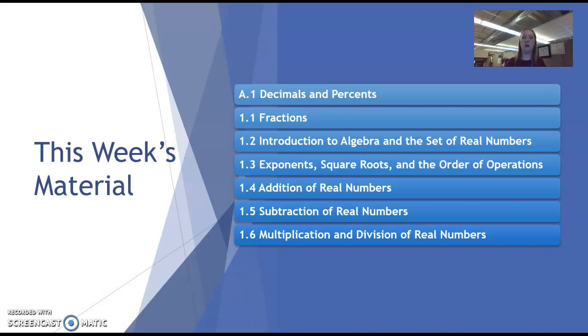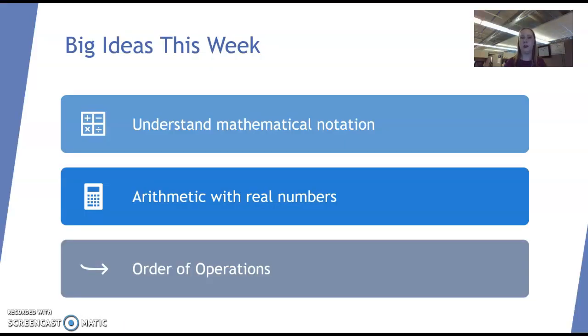A lot of this is just basic arithmetic, so you should have some experience with it already. So the big ideas out of everything that you're reading this week is the ability to understand mathematical notation, what all the symbols mean, to be able to do arithmetic with real numbers, adding, subtracting, multiplying, dividing, and that when we say real numbers, we mean whole numbers and negatives. So you need to be able to work with negatives. And then the order of operations. The order of operations is really important. That's something that we follow throughout all of algebra and all math going forward. So you want to make sure that you spend some time understanding the order of operations.